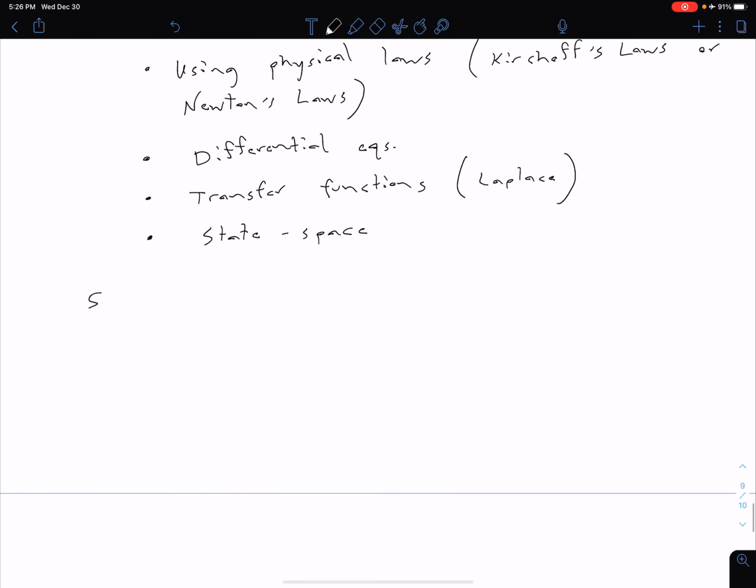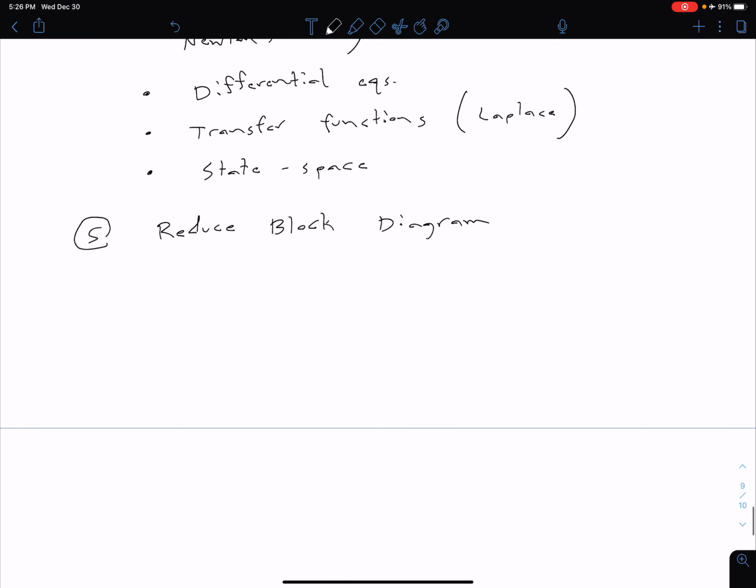The fifth step, which is another one that we don't necessarily always have to do, is to reduce our block diagram. If we're looking at our system holistically, so we want to see how our output is related to our input, maybe it's useful to combine all of that stuff in the middle. But if we're just looking at a specific subsystem or a specific block in our diagram, then we don't necessarily need to reduce the block diagram. So again, we can see how we don't necessarily need to do all of these things.